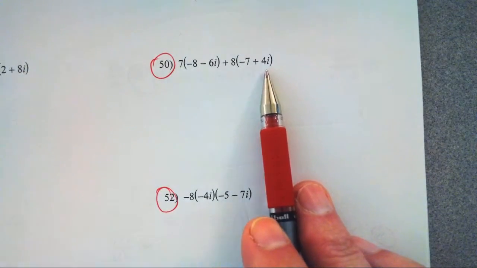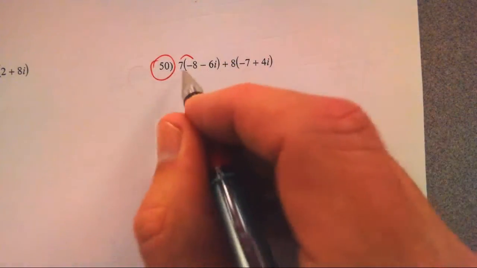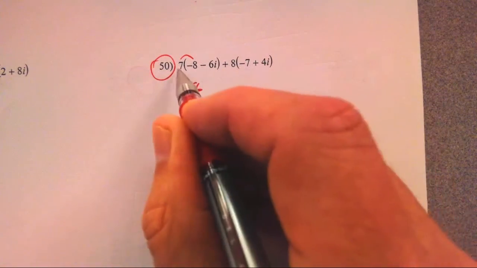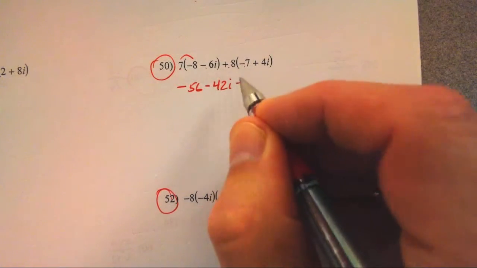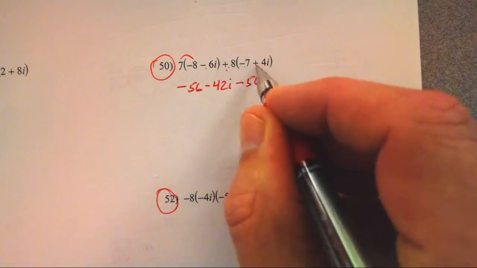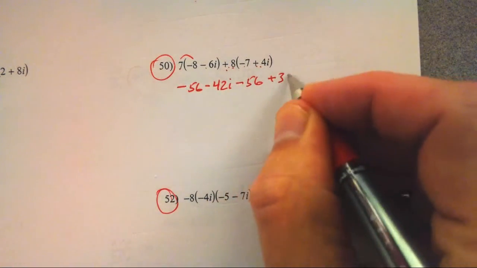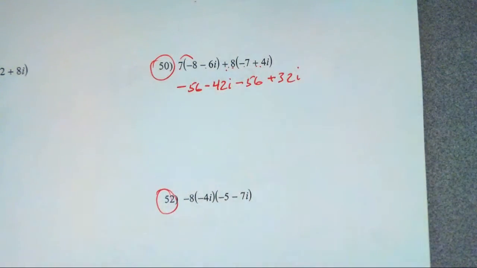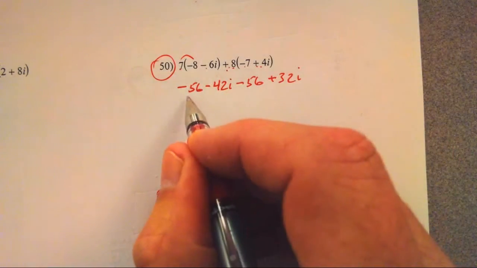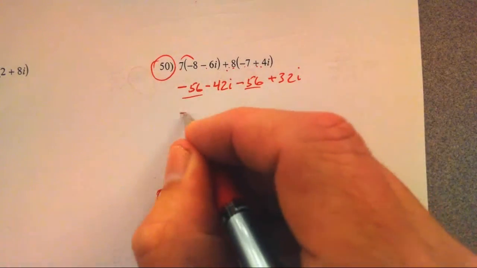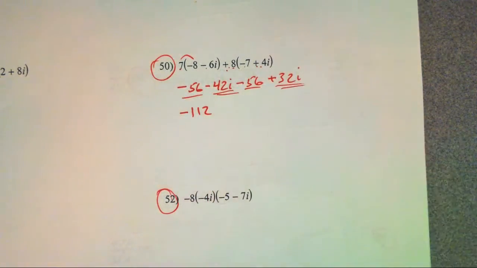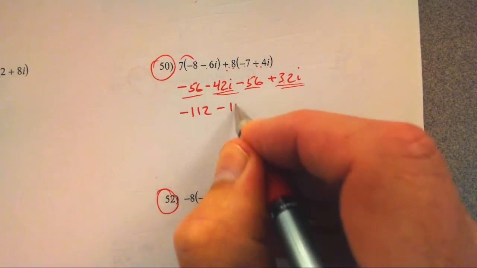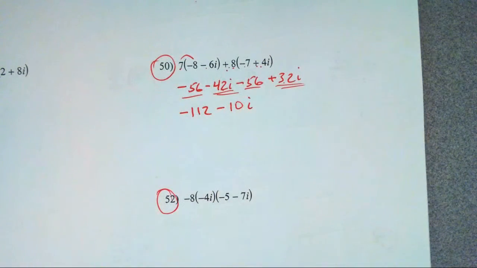No big deal. If this was an x, no doubt what I'd do is distribute. Plus times minus, minus 7 times 8, 56. Plus times minus, minus 7 times 6, 42i. Plus times minus, minus 8 times 7, 56. And plus times plus, plus 8 times 4, 32i. I didn't get any i squareds, so that i might as well have been an x. It's just a variable now. I've got minus 56 mixed with minus 56, a whole bunch of minuses, 112. Minus 42 fighting against plus 32, minuses win that fight by 10. Nothing to it.